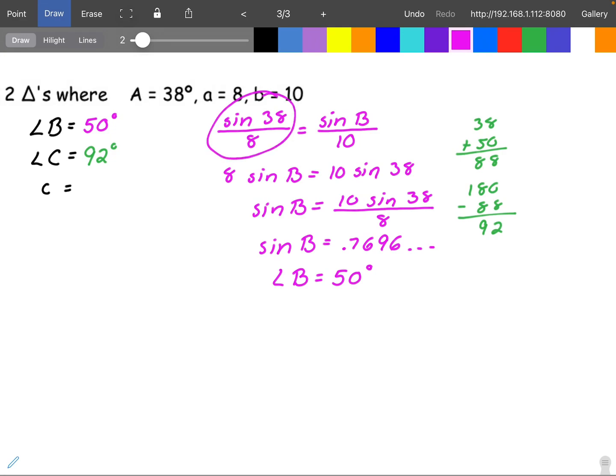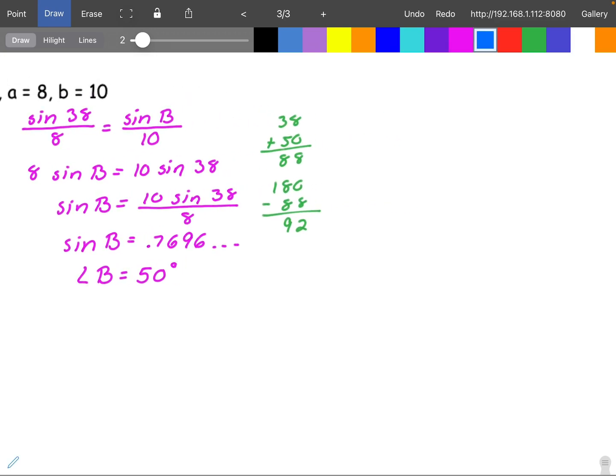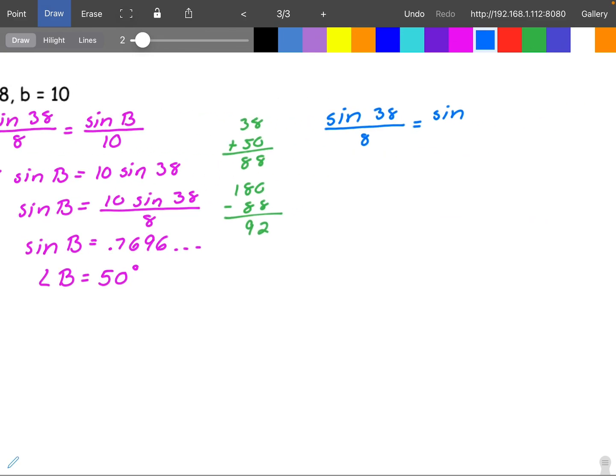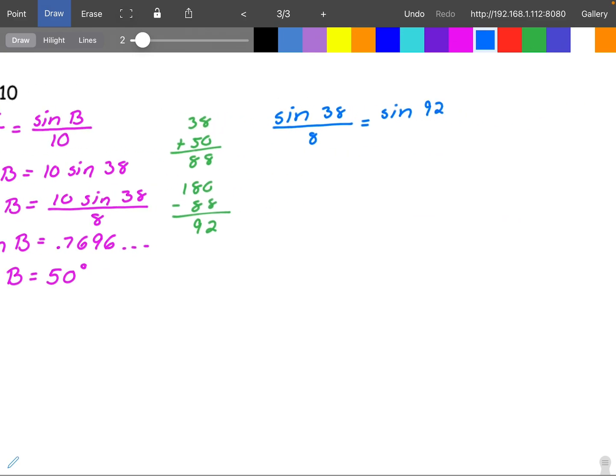So I'm going to take my a fraction again, but then instead of the b fraction, I'm going to set it equal to the c fraction. So we have, stick with our a fraction, sine 38 over 8. And now to set up my c fraction, I'm going to do sine of angle C, which we found that angle C was 92 degrees. And we're going to put it over little c, which is what we don't know.